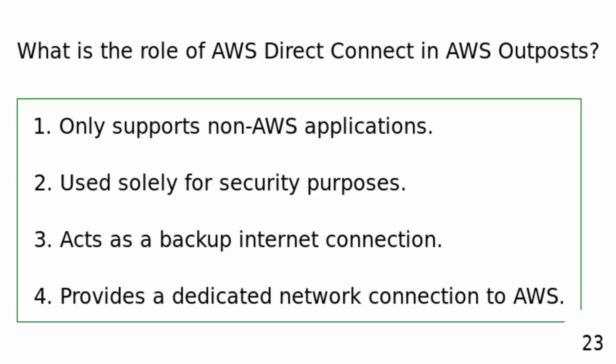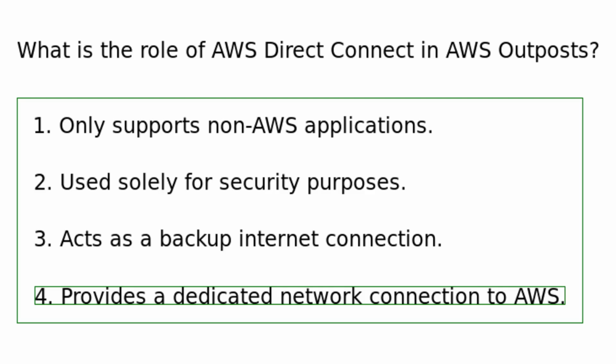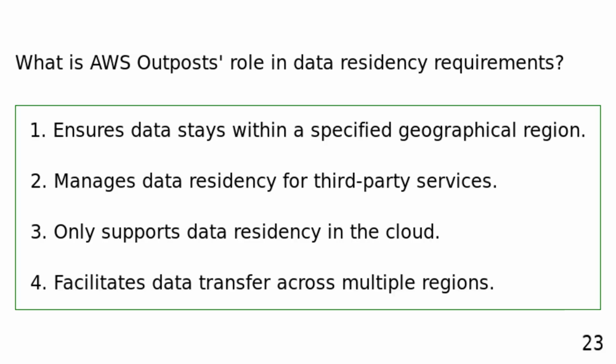What is the role of AWS Direct Connect in AWS Outposts? Only supports non-AWS applications. Used solely for security purposes. Acts as a backup internet connection. Provides a dedicated network connection to AWS. AWS Direct Connect provides a dedicated network connection between the on-premises outpost and the AWS region for consistent and secure connectivity. What is AWS Outposts' role in data residency requirements?